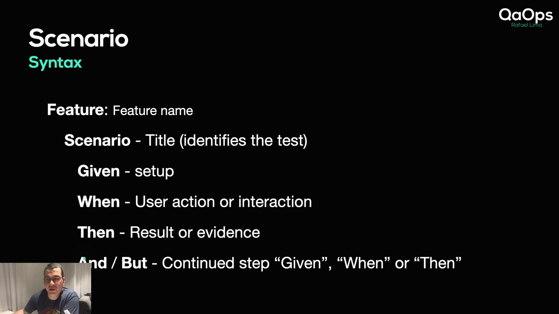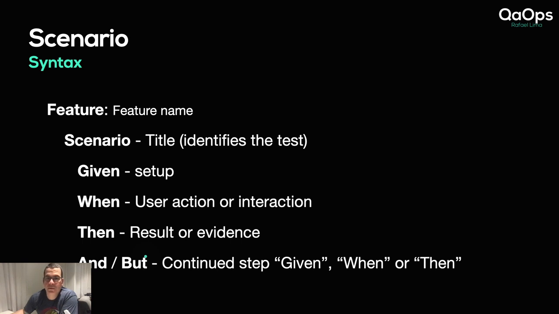Of course, you don't need to use "and" or "but". You can say, given I have set up one, given I have set up two, when I do action one, when I do action two. It's going to work perfectly fine. But for reading purposes and better interpretation of the scenarios, the "and" and the "but" really work there.